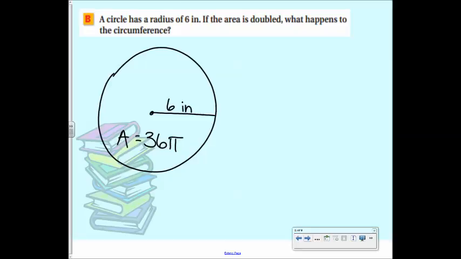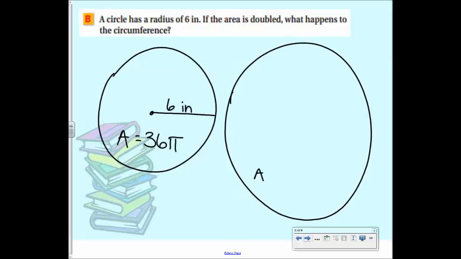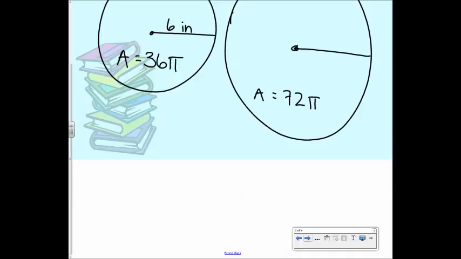Okay, so if the area is doubled, what's my new area? So my new area is 72 pi. How would I figure out the radius if my area were 72 pi? Square root it? Because what happens to the pi's? They cross out. The pi's are gone. So then, yeah, I just need to square root it. So what's the square root of 72? 8.49 equals r.